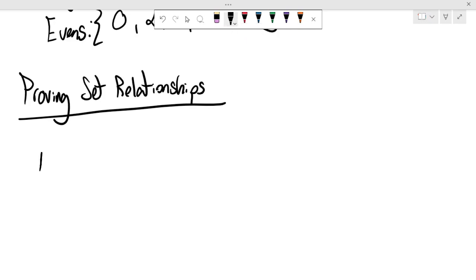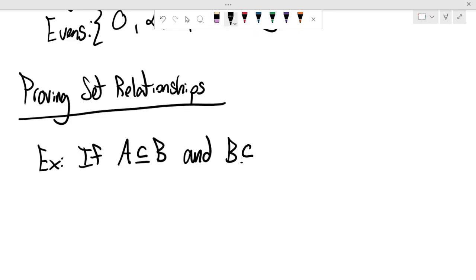So we'll start with an easy one here, which says that if A is a subset of B and B is a subset of C, then A is a subset of C. Okay, so again, this might seem obvious, but it's really important to actually prove things, because sometimes things seem obvious, but they're not.